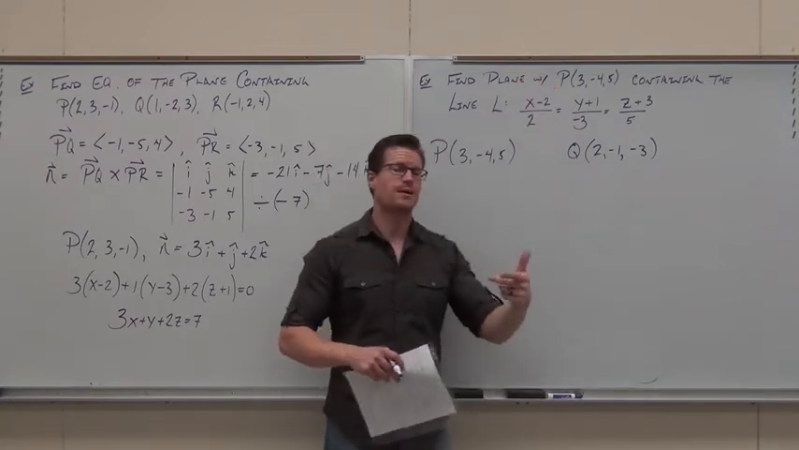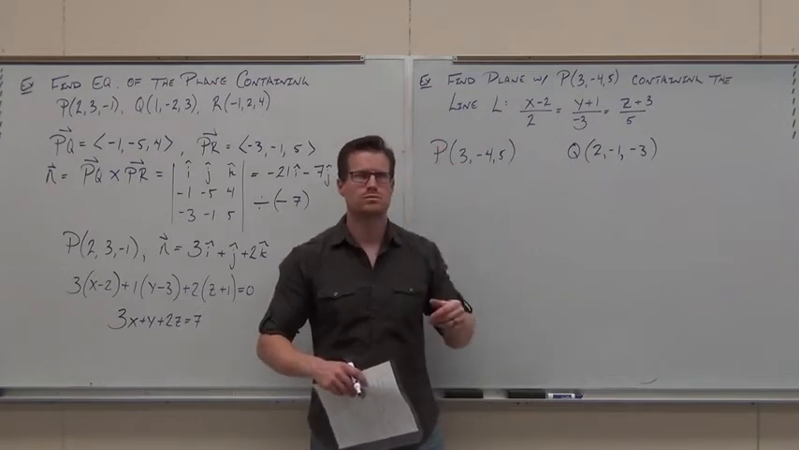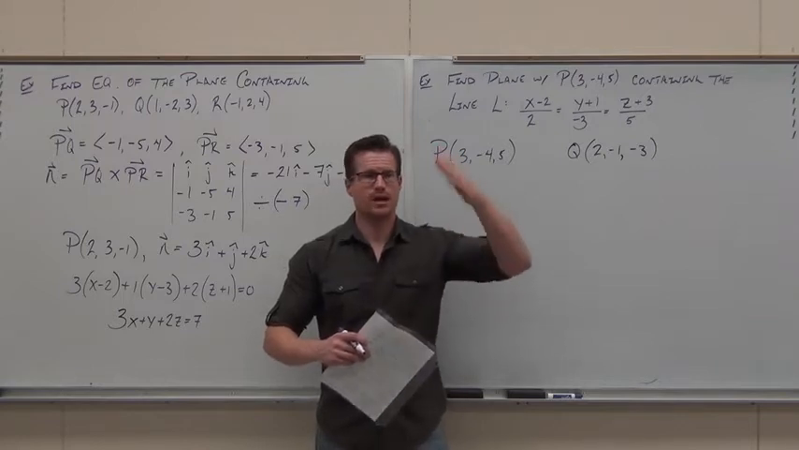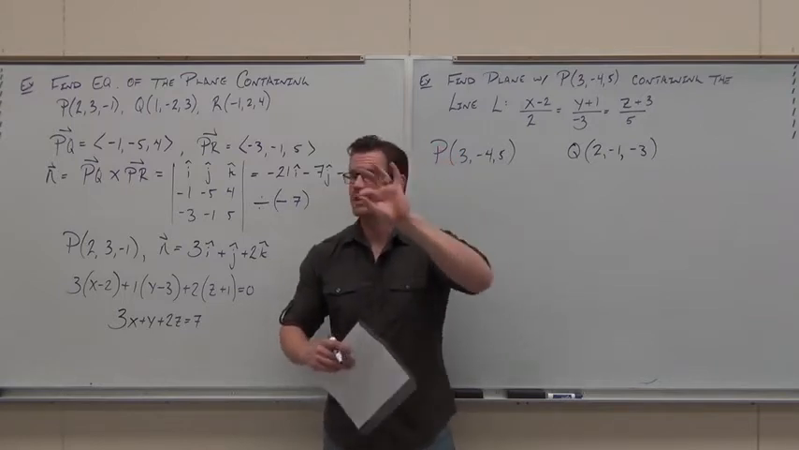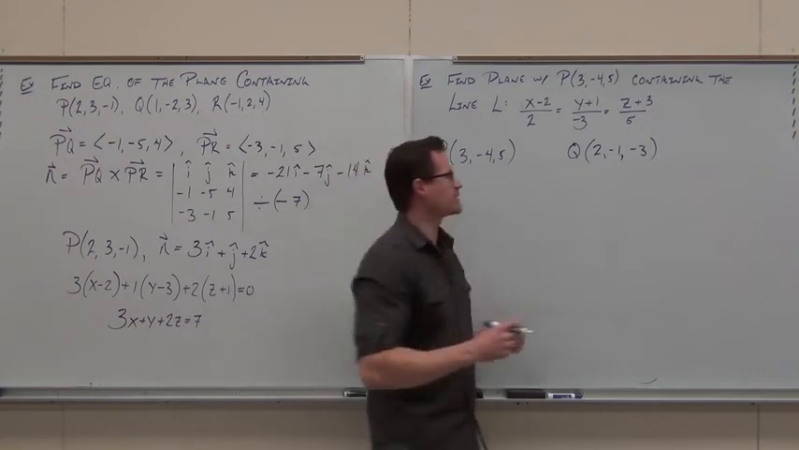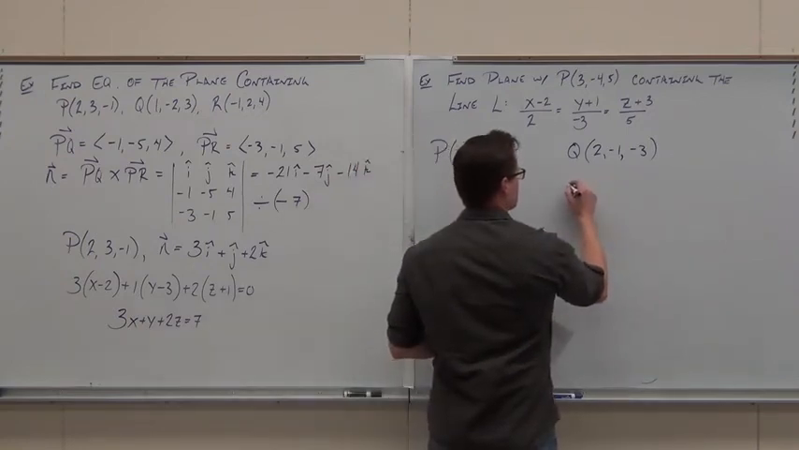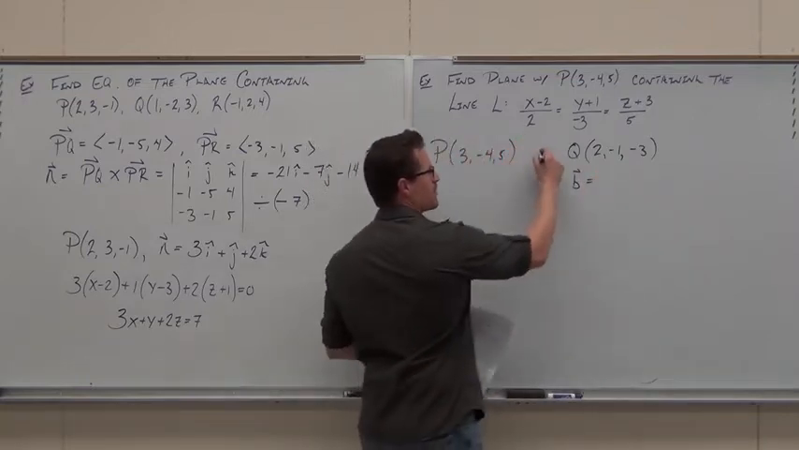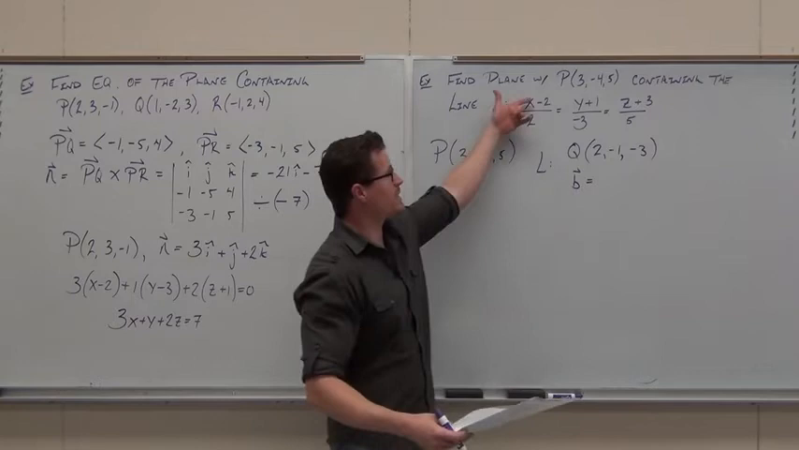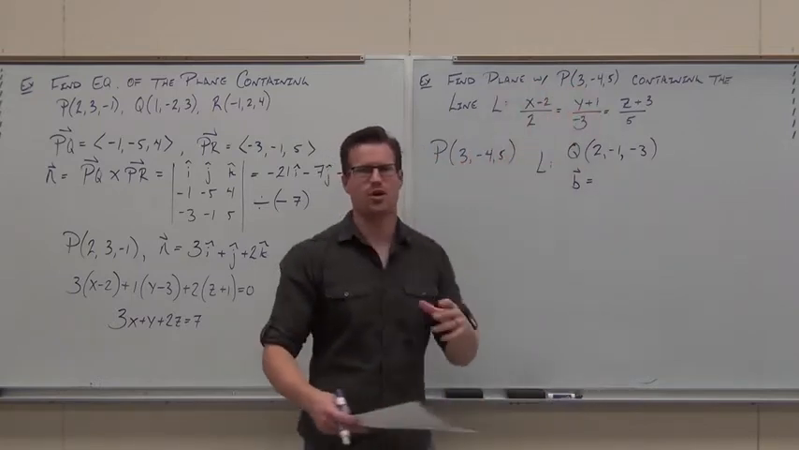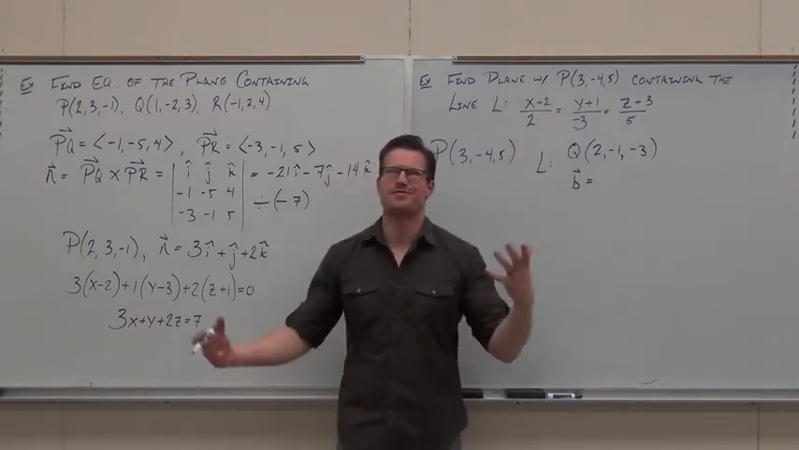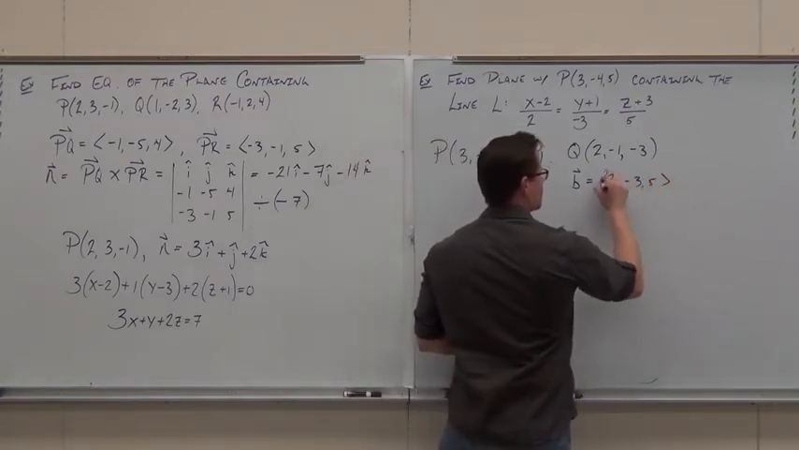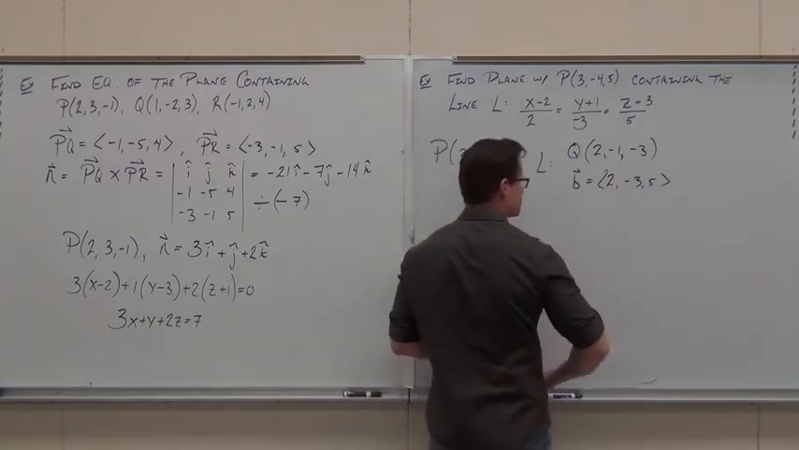Now, how about this? What else does the line have? Vector. So if that line is in the plane, that vector can be thought of as contained in the plane. Let's write the vector. I'm going to call it B. So this is from our line. Our line's got a point, 2, -1, -3. Our line's got a vector. You should be really good at finding direction vectors at this point. Come on, like 5 seconds. What's the direction vector for that line? 2, -3. Use the correct notation. It's got to have a bracket.